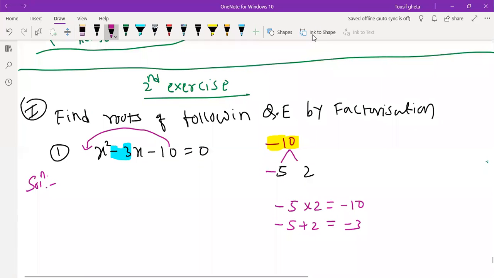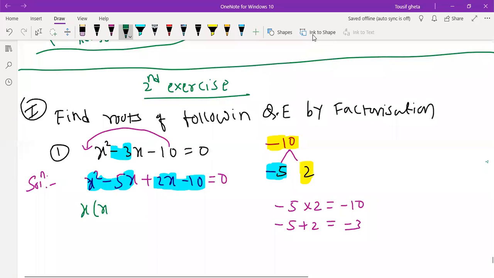So we can write x squared, then these two numbers we should include: minus 5x, then plus 2x and minus 10 equals 0. Take common in these two. So x is common in this: x minus 5. In these two, common, 2 ones are 2 and 2 fives are 10. You can see here 2 ones are 2 and 2 fives are 10. 2 is common. x minus 5 equals 0.